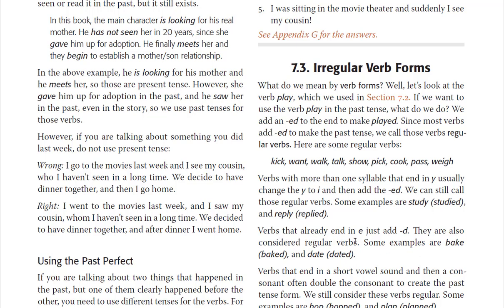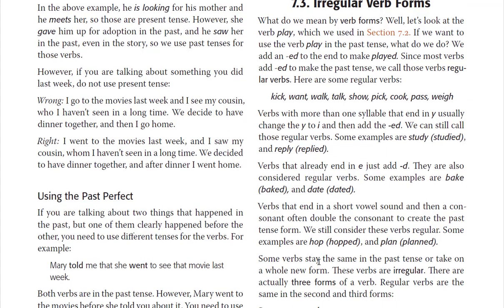Verbs that already end in e just add d. They are also considered regular verbs: baked, dated. Verbs that end in a short vowel sound and then a consonant often double the consonant to create the past tense: hopped, planned. These are also considered regular verbs because they end in ed.